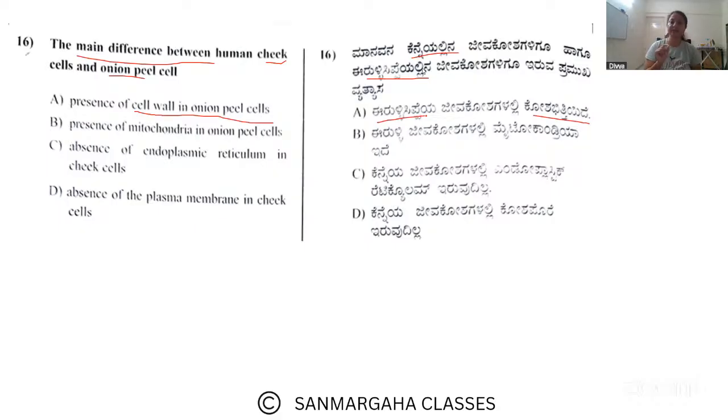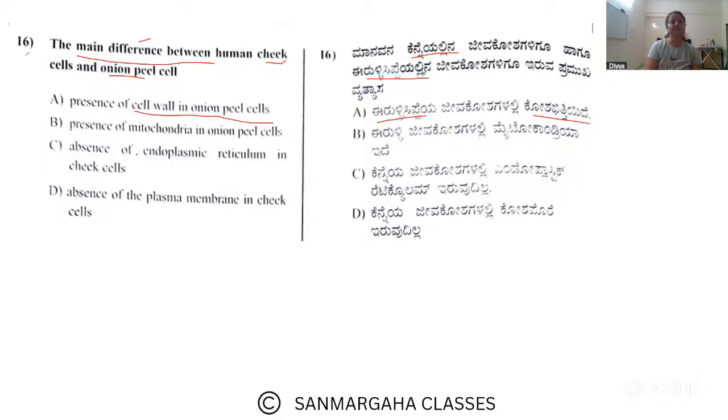If you can remember, there are many parts, many organelles found along with cytoplasm, cell membrane. So surrounding the cell we have the cell wall, which is made up of cellulose, which gives rigidity, stability and strength to the cell, right? So cell wall is present in the onion peel. The first option itself is correct, right? So the major difference we are asking, right?